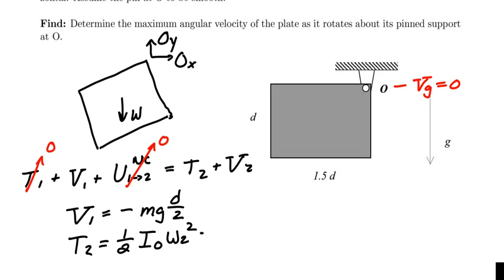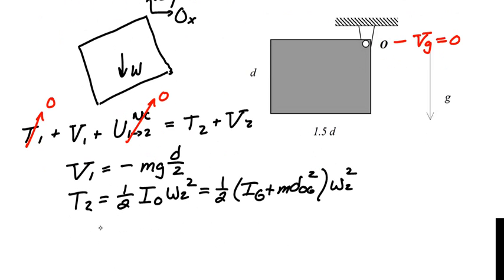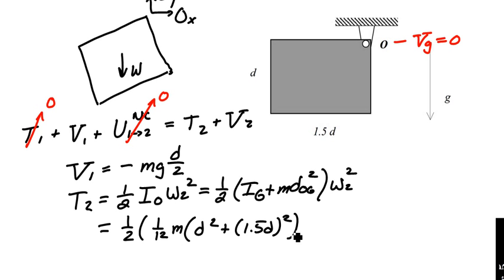I don't necessarily know I about O, so I can rewrite this using the parallel axis theorem as 1/2 times I about G plus m times the distance between points O and G, quantity squared, times omega 2 quantity squared. I can then note that for a rectangular plate, I about G is given by, in this case, 1/12 times the mass of the plate times its height squared plus its width squared. And I'm going to add to that m times the distance from O to G squared.